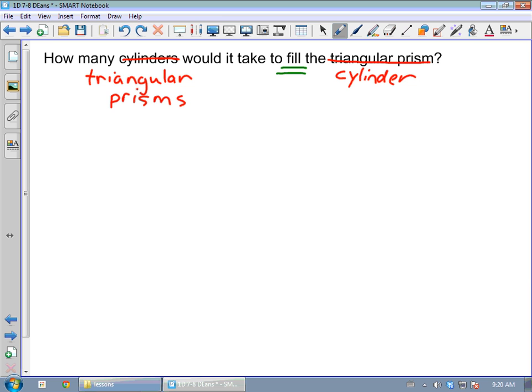Now the key thing about the word fill is, are we interested in the volume or the surface area of the prisms and the cylinder? You're definitely interested in the volume if we're talking about filling it up, or how much water it's going to hold, or its capacity. So the two numbers that we need from our previous questions are the volume of the cylinder and the volume of the triangular prism.